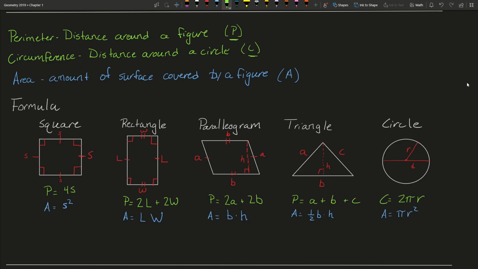Area is the amount of surface covered by a figure. This will be denoted as A. So there are several formulas which you should memorize. The first is that of a square. To find the perimeter of a square, you just add up each side. Because all of these sides are congruent, you just multiply one side by 4. To get the area of a square, you just multiply one side by itself, and you get the area.